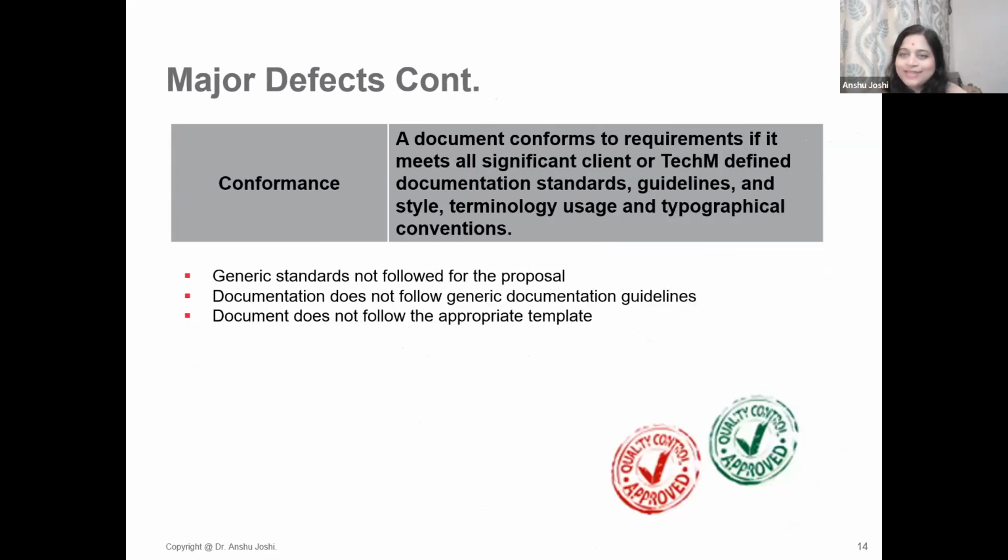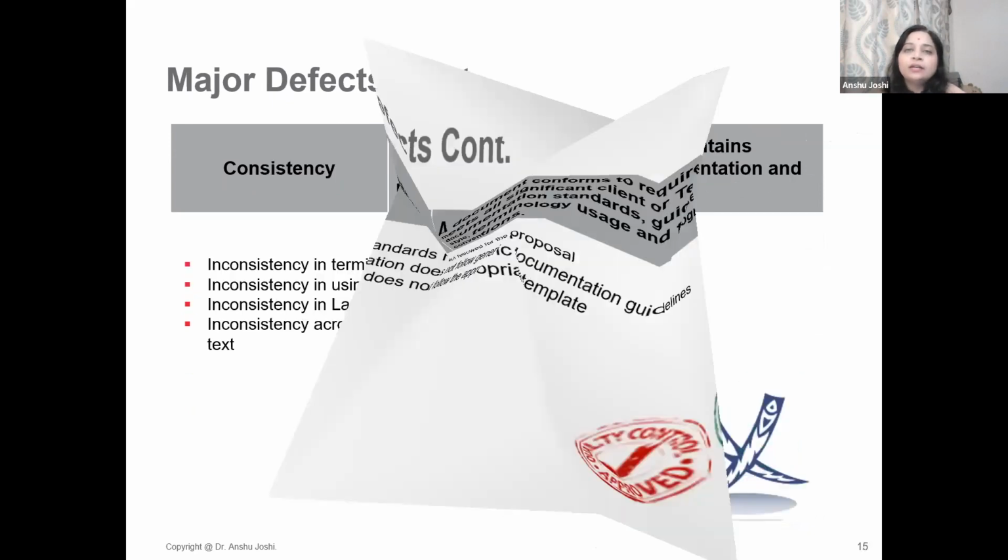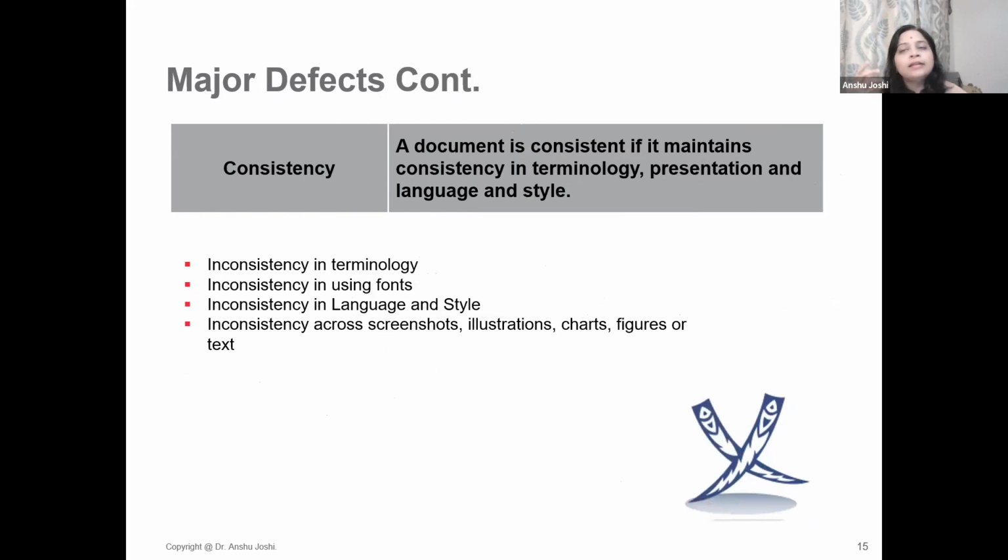Then comes the conformance, which I mentioned at the beginning of the session itself. It's about conforming to all the documentation standards and guidelines and different set procedures mentioned as per the manual or the institution. Then it is about consistency of the document. So a document would be considered consistent if it maintains consistency in terms of terminology, presentation, language, style and so on.